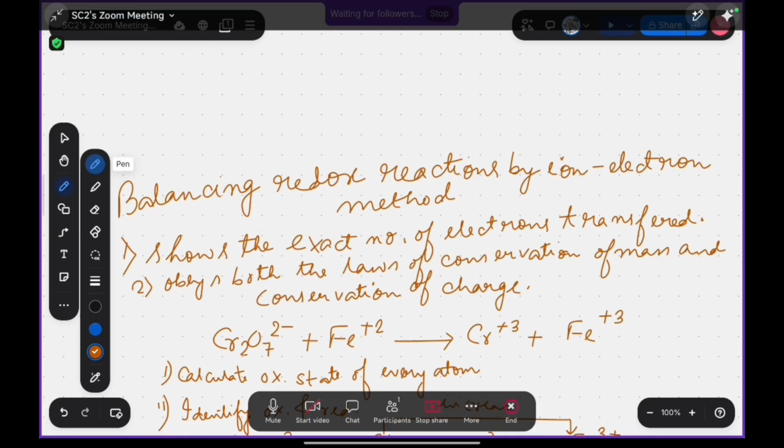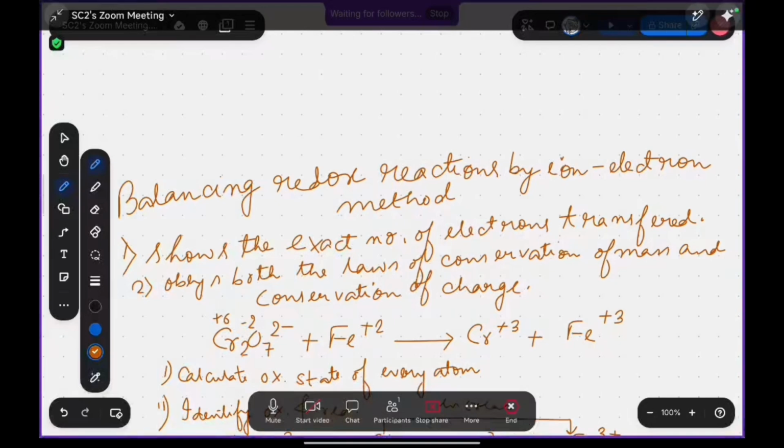We have 3 elements here: chromium, iron and oxygen. You need to find out the oxidation state of every element involved. In dichromate ion, chromium has an oxidation state of +6 and oxygen has -2. Fe2+, being a monoatomic ion, has an oxidation state equal to its valency, that means +2. Chromium 3+ has oxidation state +3, and ferric Fe3+ has oxidation state +3. So the first step is to calculate the oxidation state of every element.